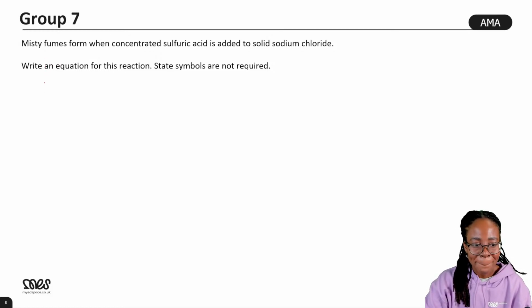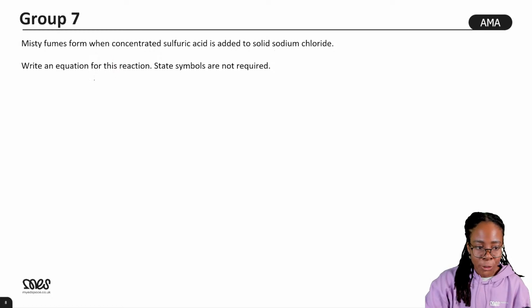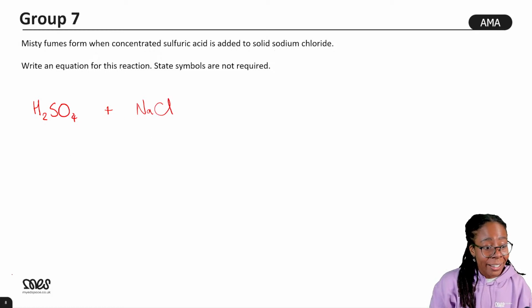Okay. Let's do some reactions of our halides, our solid sodium halides. So solid sodium chloride reacts with concentrated sulfuric acid. We get misty fumes. So we have got H2SO4 plus NaCl.